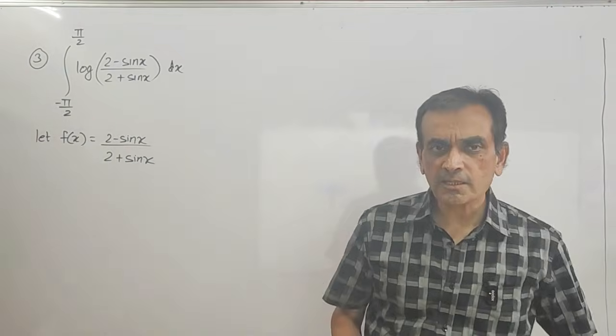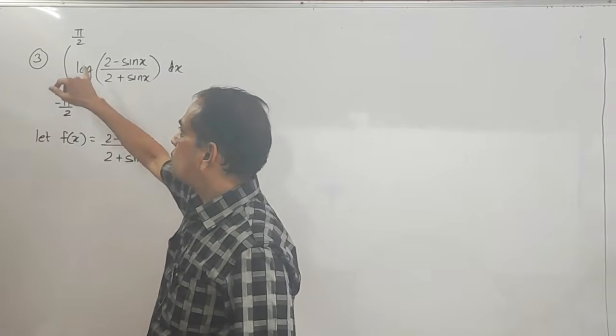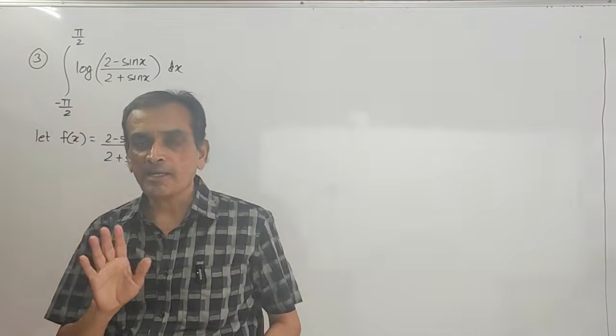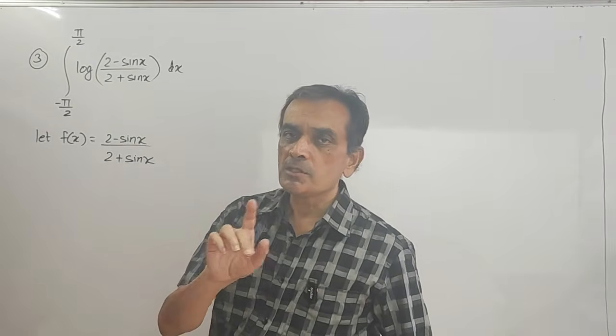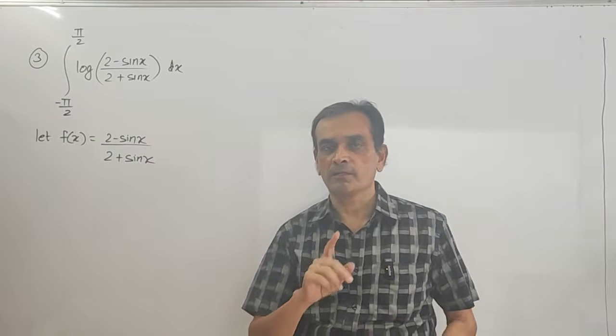How do you recognize the type? Minus pi by 2 to plus pi by 2. Minus a to plus a. Minus 10 to plus 10. Means always use the property of odd or even function.